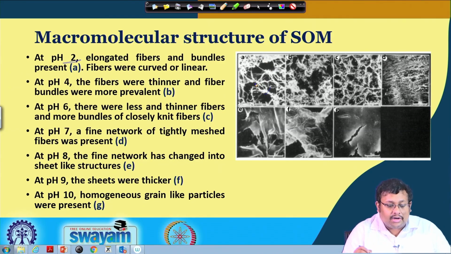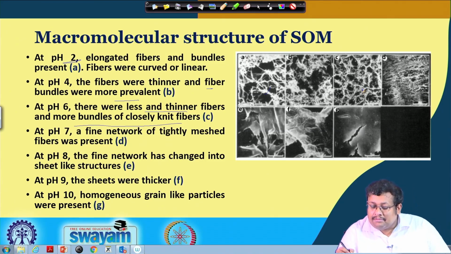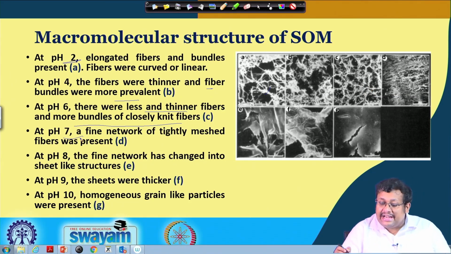At pH 4, the fibers were thinner and fiber bundles were more prevalent. At pH 6, as you increase the pH further, there were fewer and thinner fibers and more bundles and closely knit fibers. As you can see, the fibers are closely knit together. At pH 7, when we further increase the pH, a fine network of tightly meshed fibers was present.